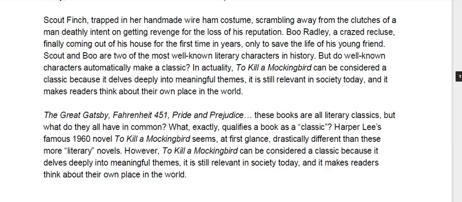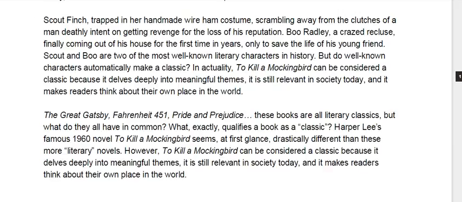You could talk about the image of Scout and Jim running down the street. You could talk about the trial scene. Everybody knows the trial scene. You could talk about a variety of things. But one part that made me laugh was when she gets stuck in the ham. So I could start: Scout Finch, trapped in her handmade wire costume, scrambling away from the clutches of a man deathly intent on getting revenge for the loss of his reputation. Boo Radley, a crazed recluse, finally coming out of his house for the first time in years, only to save the life of his young friend.